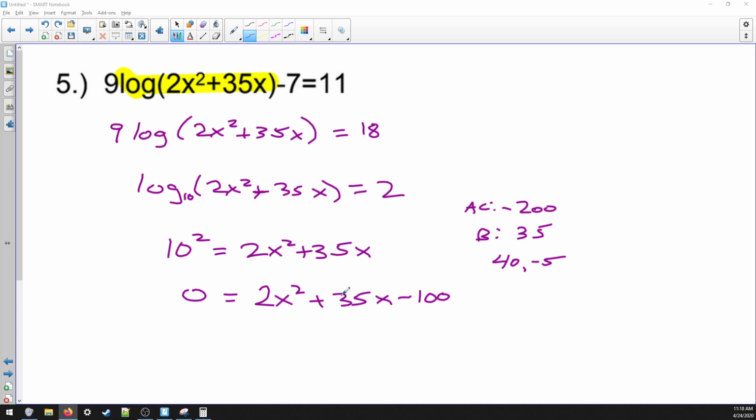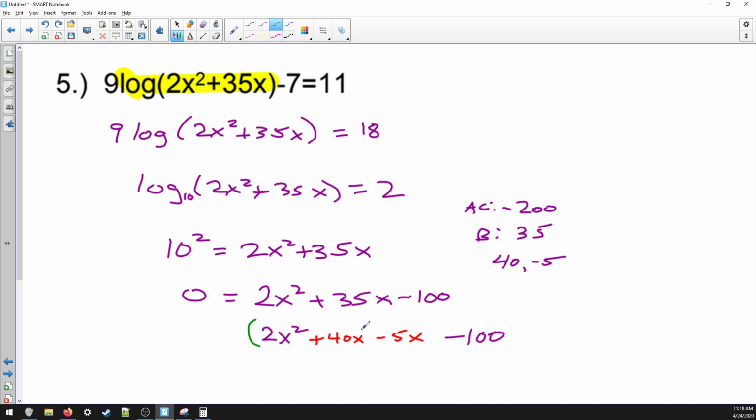So I'm going to take this middle expression, this 35x, and rewrite it. I'm going to say 2x squared, and the minus 100 I'm not going to change. But I am going to take this 40 and negative 5, and instead of writing 35x, I'm going to say plus 40x minus 5x. That's how I split my expression, and the reason I'm doing that is because now I have the grouping method.